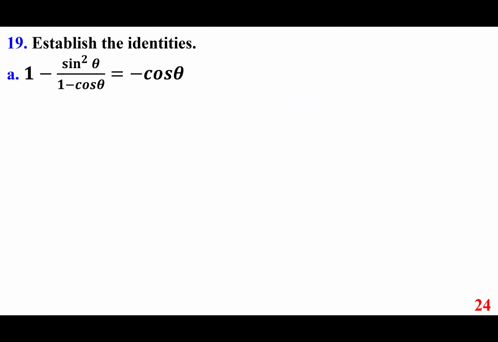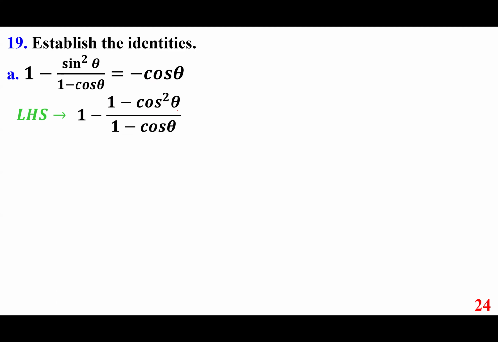We're going to continue establishing identities, and we have (1 minus sine squared) over (1 minus cosine theta) equals negative cosine theta. We start from one side, starting with the left-hand side. We can take a couple of different ways to handle it. One of them is LCD, okay? One of them is to notice we can factor this.